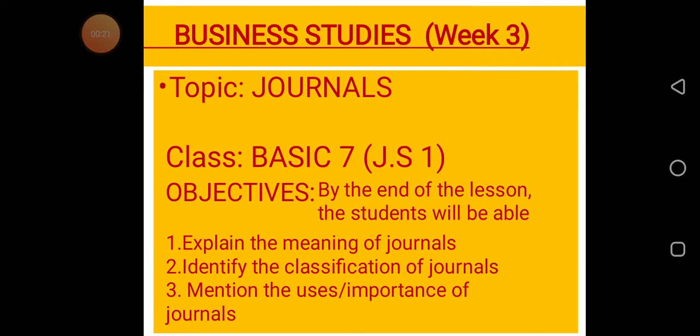Our objectives are the things that we should be able to do at the end of this class. By the end of this class, the students will be able to: one, explain the meaning of journals; two, identify the classification of journals; and three, mention the uses and importance of journals.